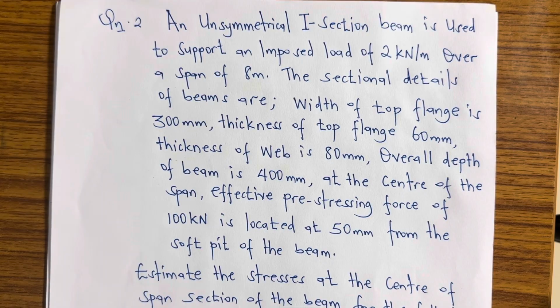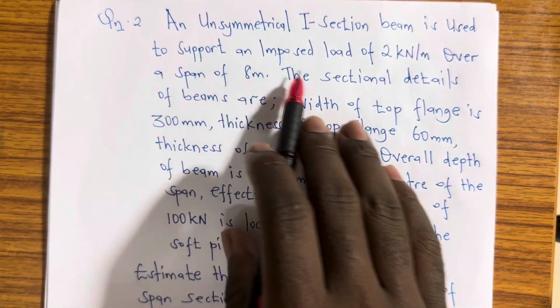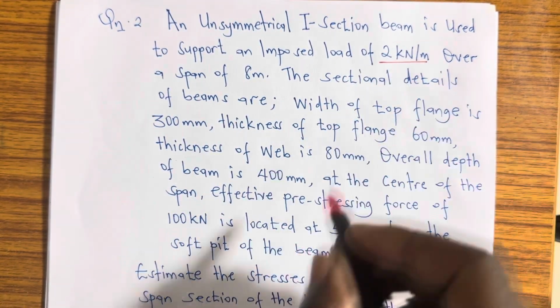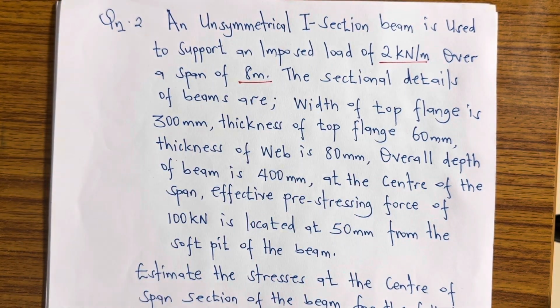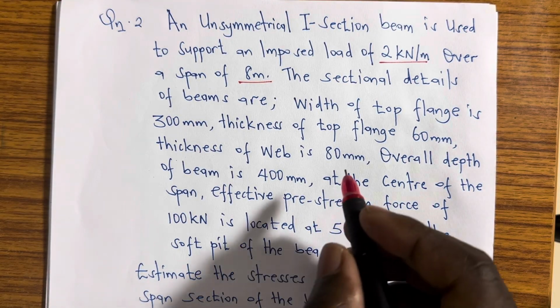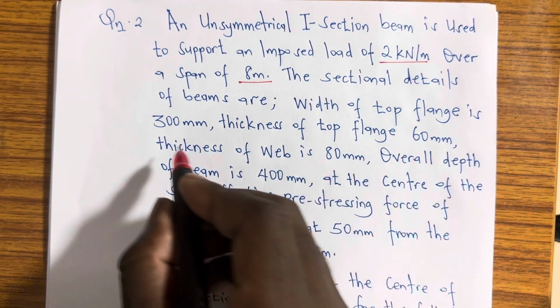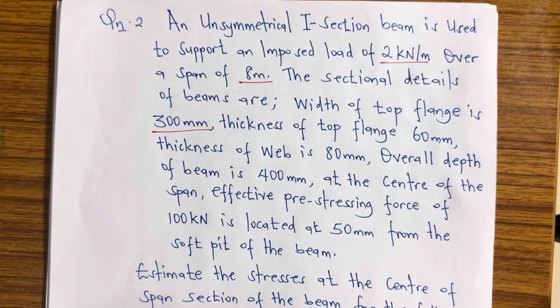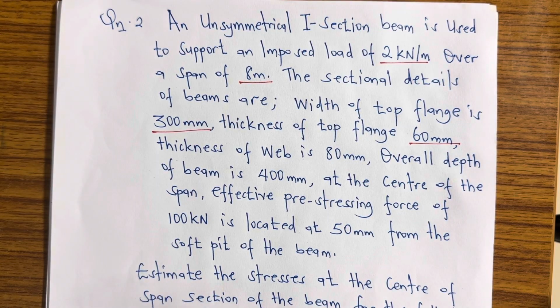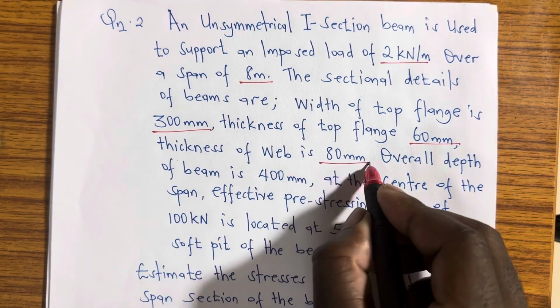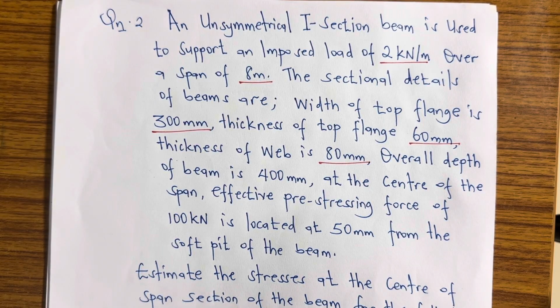Well, in our question for today, the question says, an unsymmetrical I-section beam is used to support an imposed load of 2 kN over a span of 8 meters. The sectional details of the beam are given. The width of the top flange is given to be 300 mm. Thickness of that top flange is given to be 60 mm. Thickness of the web is 80 mm. The overall depth of the beam is 400 mm.